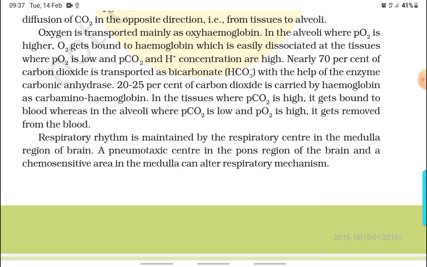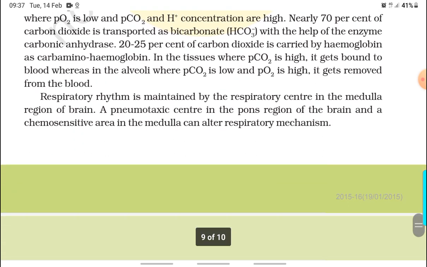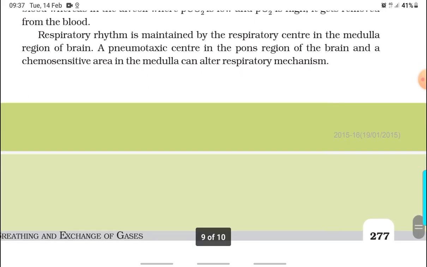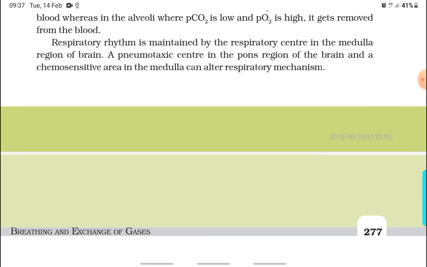20 to 25% of carbon dioxide is carried by hemoglobin as carbaminohemoglobin. In the tissues where partial pressure of carbon dioxide is high, it gets bound to the blood. In the alveoli, where partial pressure of carbon dioxide is low and partial pressure of oxygen is high, it gets removed from the blood. Respiratory rhythm is maintained by the respiratory center in the medulla region of the brain, a pneumotaxic center in the pons region of brain, and a chemosensitive area in the medulla can alter respiratory mechanism.